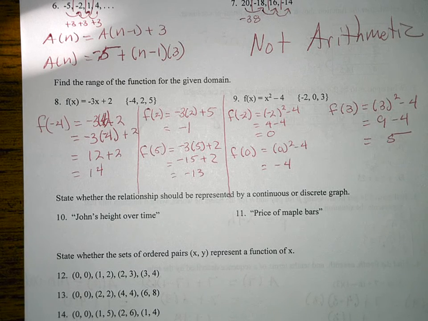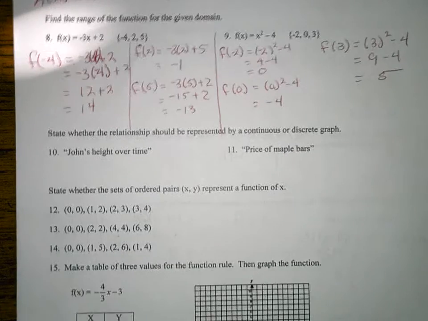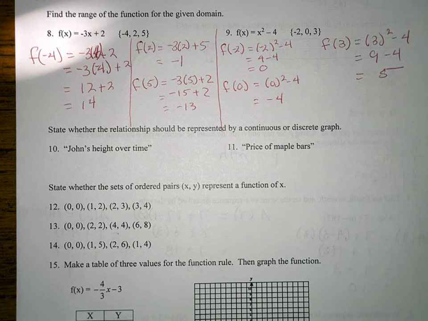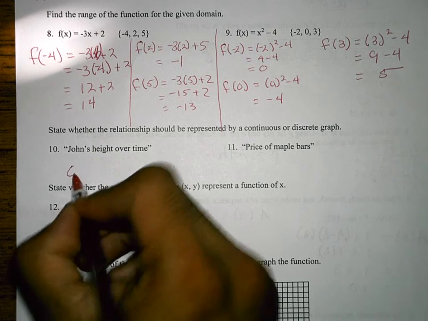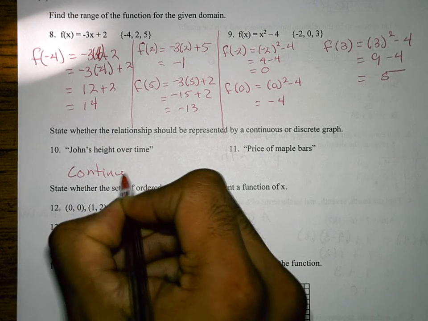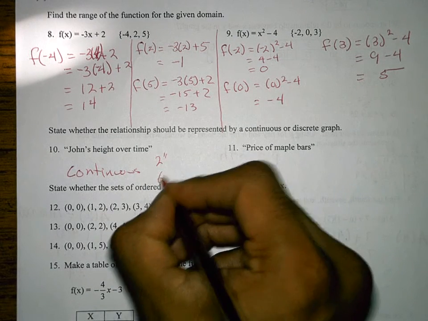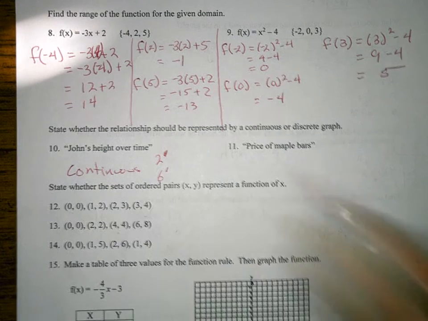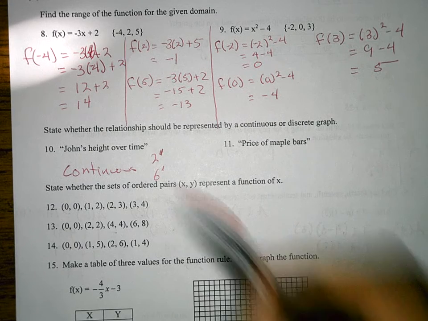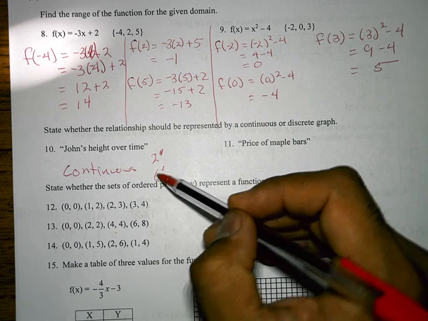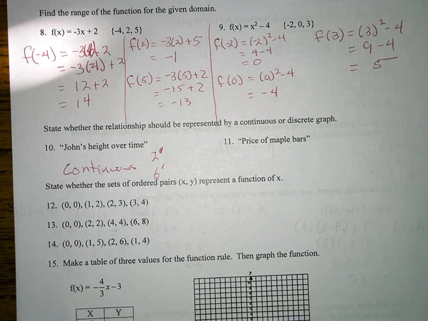All right, these next two in this video. It says, state whether this should be continuous or discrete data: John's height over time. That's going to be a continuous one, because there are no breaks in the data. If, for example, he's 2 feet tall when he's a little kid and he grows up to be 6 feet tall, he's going to touch everything in there. If you go from 2 feet to 6 feet, you have to be every height. You have to be 2 feet and an inch, 2 feet 0.1 inches, 2 feet 0.2. There's no breaks in it.